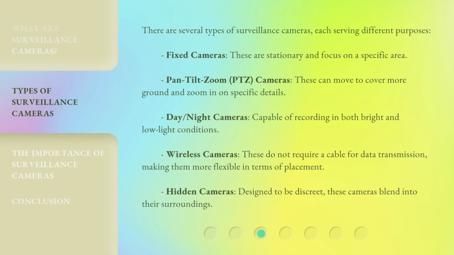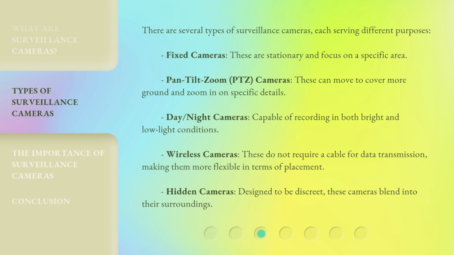There are several types of surveillance cameras, each serving different purposes. Fixed cameras. These are stationary and focus on a specific area. Pan, tilt, zoom, PTZ cameras. These can move to cover more ground and zoom in on specific details.